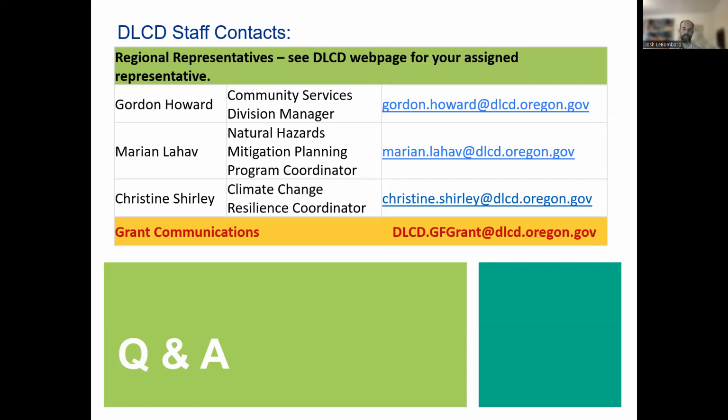Then we all come together as DLCD reps: Gordon Howard, who's our community services division manager, and a few other specialists, our economic development specialists, our housing specialists, et cetera. We basically have a big conversation about it. We put together some initial rankings, and then after that, we figure out how that jives with how much money is available. That might have been a little more information than you were looking for, but that's how the process works.